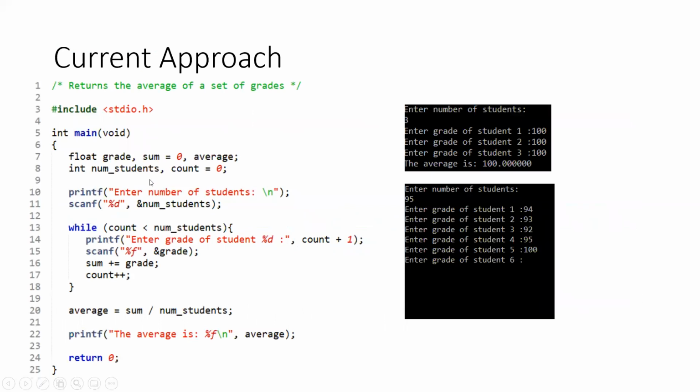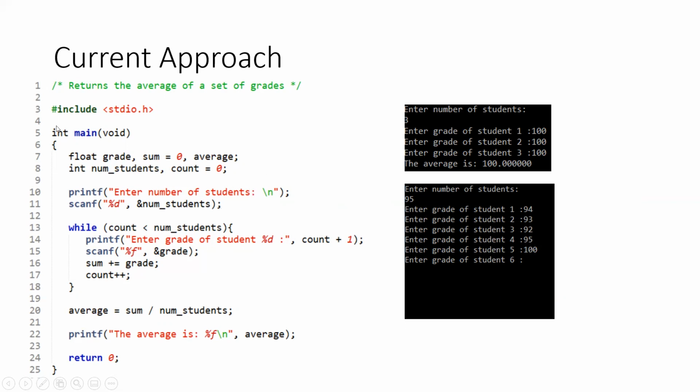So here's the source code that I have given before. This source code returns the average of a set of grades. Let's see the expected output of the code first, or what it does. First, you ask the user to enter the number of students, let's say three. You enter three students, and the program will prompt you to enter the grade for each student, and later on it will return the average. What if you have 95 students? Your program will also loop 95 times in order for you to enter the grade of each student.